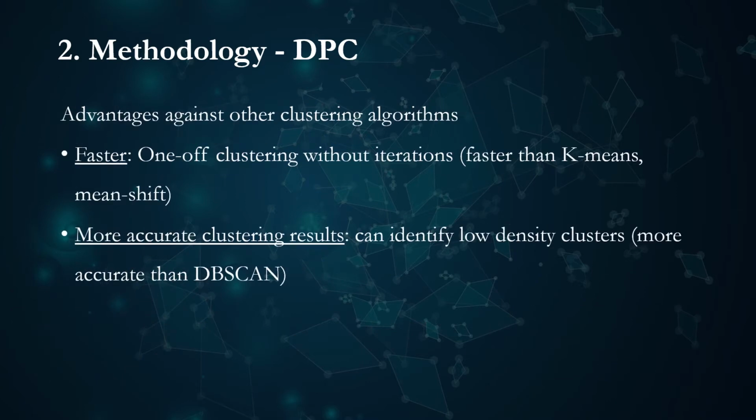This clustering algorithm has 2 major advantages. First, it's faster because it just uses a one-off calculation to determine the cluster centroids, and it's much faster than other k-means or mean-shift clustering algorithms with more iterations. And second, it can generate more accurate clustering results compared to some density-based clustering algorithms like DBSCAN. This is according to the author's experiments.